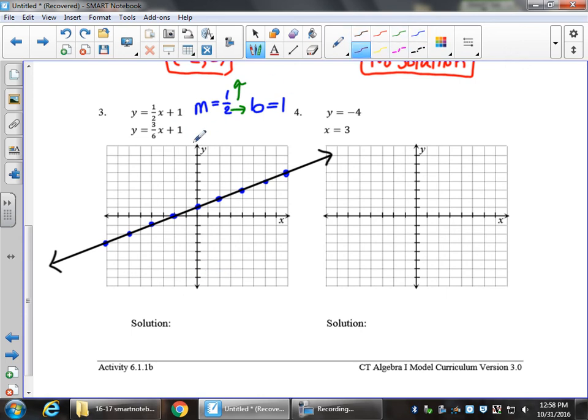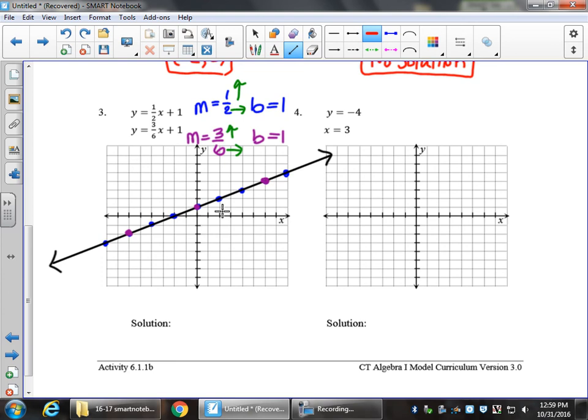For my second line, m equals 3/6, b equals 1. In terms of directions, my slope will be up 3, right 6. So I plot my y-intercept at 1. I'm counting up 1, 2, 3, right 1, 2, 3, 4, 5, 6. Interesting, I'm right on the line. Go back to my intercept, down 3, left 6. So this, in fact, is one line.